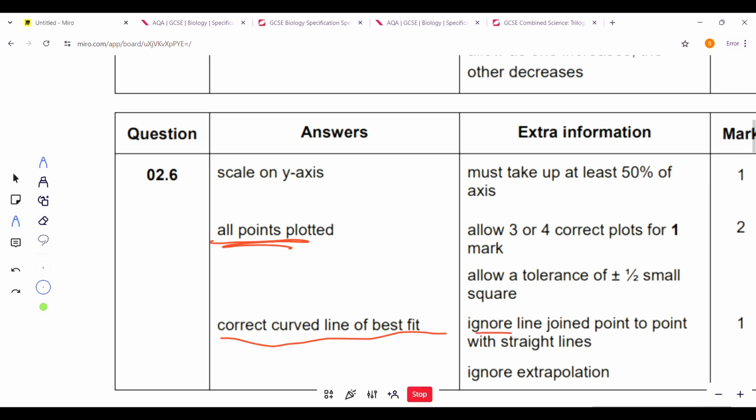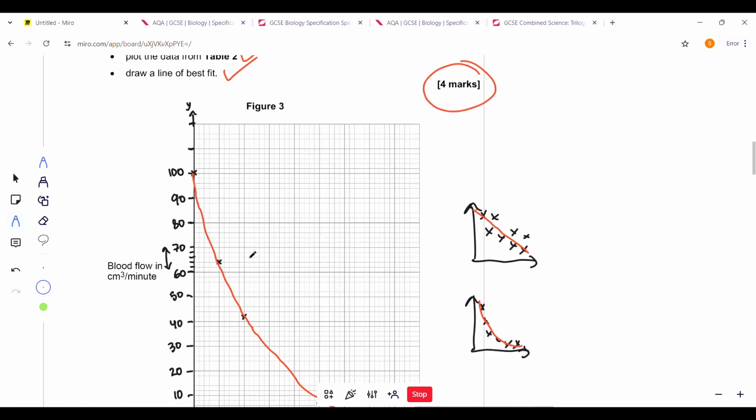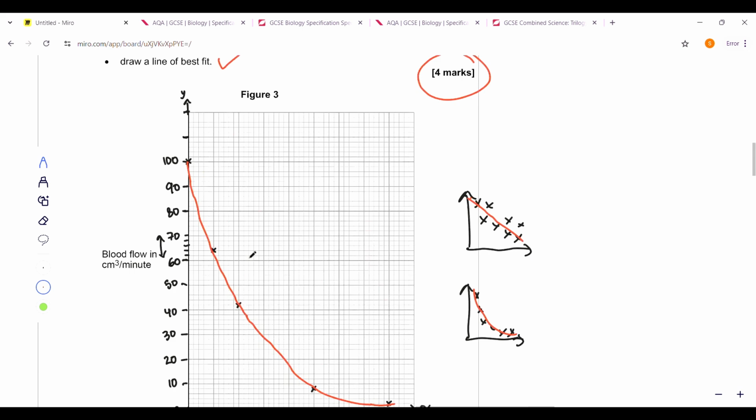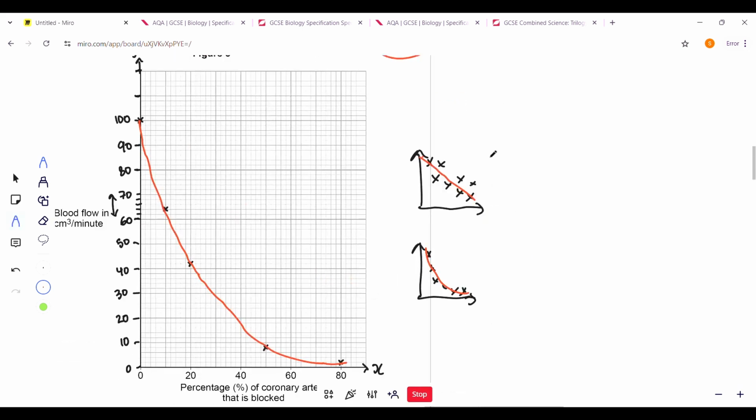It says ignore line joined point to point with straight lines. Now you have to be really careful with this. Why? Because you could have just done it like this. So say it's going down, okay? You do not take a ruler and do this, okay? You do not do straight lines. That is not the curved line of best fit. That is just joining it from point to point. And same thing for the scatter graph. You do not join everything point to point. You do a curved line or a straight line of best fit with the ruler in one go.